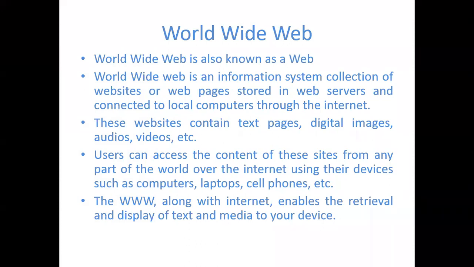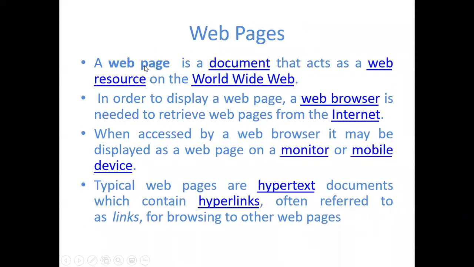Okay. World Wide Web. It's an information system of websites. All the websites are connected together. It's called the World Wide Web. And you know why we are using this? We use it for exchange of textual information, visual information, audios, videos, etc. As we all know, connections can be done through cell phones, laptops, computers, and then the World Wide Web, along with the internet, enables retrieval and display of text and media to the device.